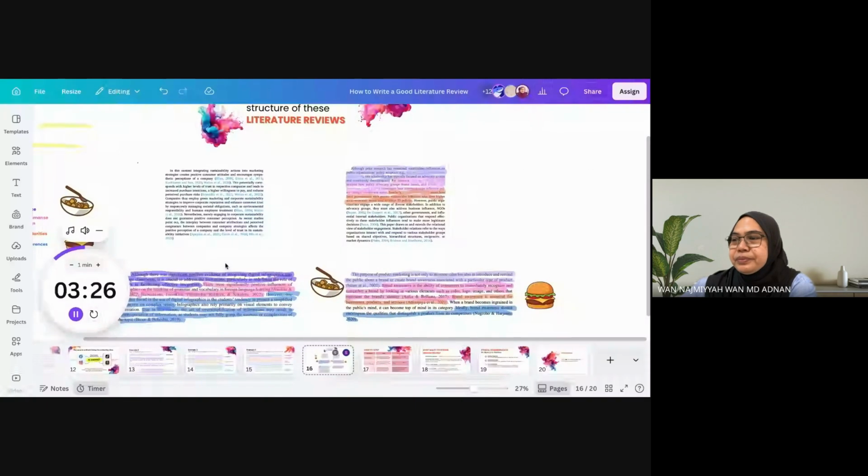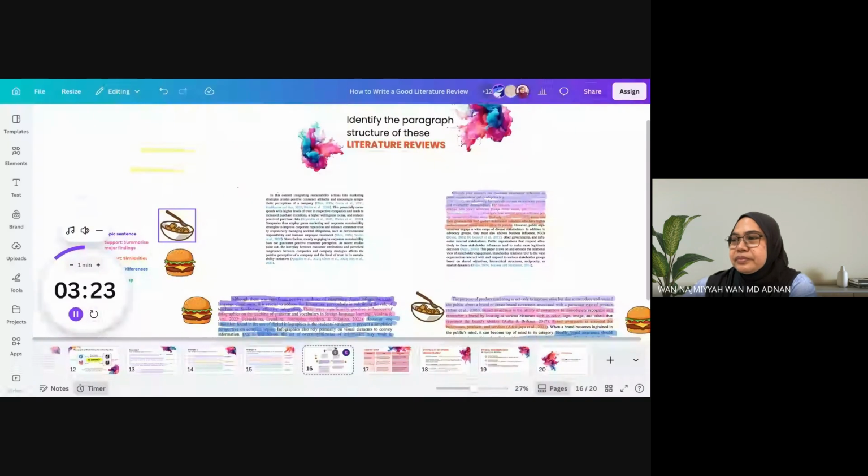Okay, what about the rest of you? Can you identify the topic sentence? The yellow, the support. Is there any summary of major findings or similarities? Did they combine it? Any multi-citations in terms of the differences? A research gap? If you can identify the research gap, that would be great. Okay, it's okay if you cannot identify them because sometimes it's hidden in plain sight. But if you're able to identify them, then it would be great.